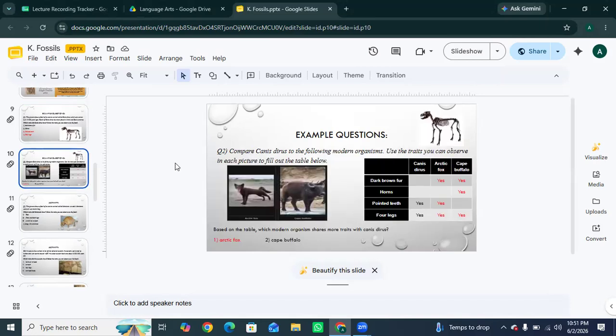Okay, so the next one is compare Canis dirus to the following modern organism. Use the traits you can observe in each picture to fill out the table below. This is okay.